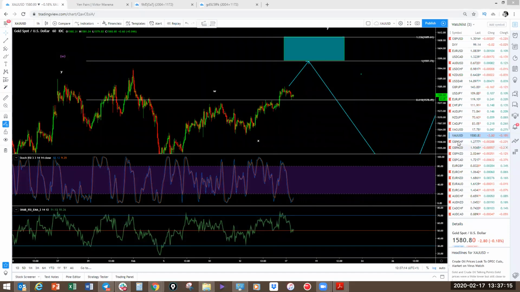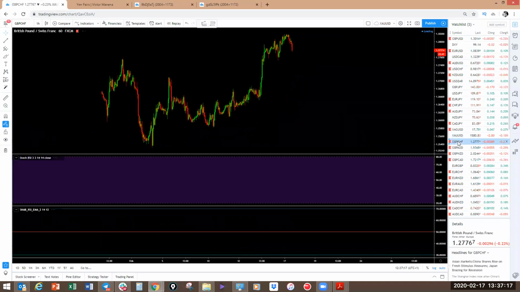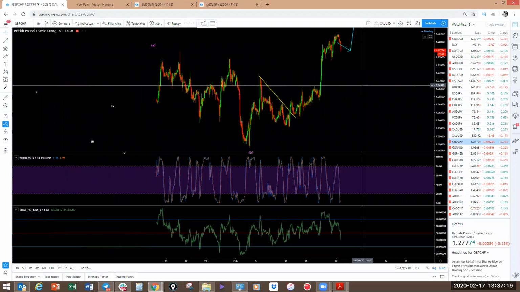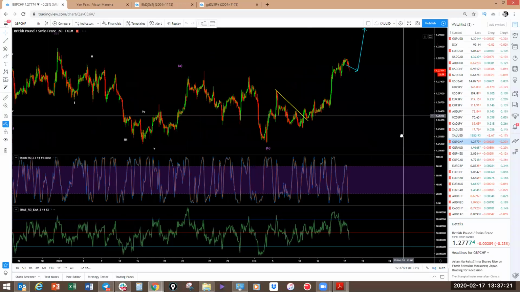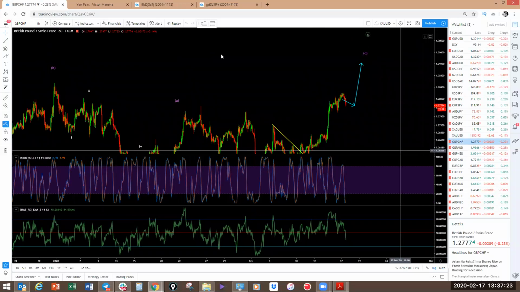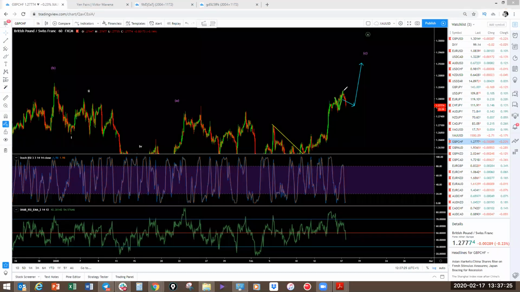Now we can run through the pound pairs. Pound chief, correction, expanding, and continuation to the upside on pound chief.